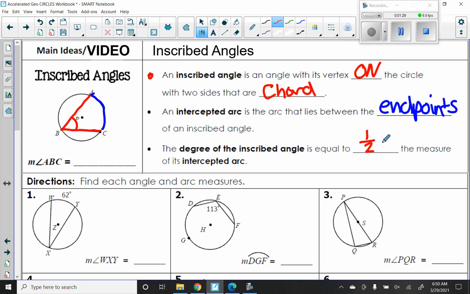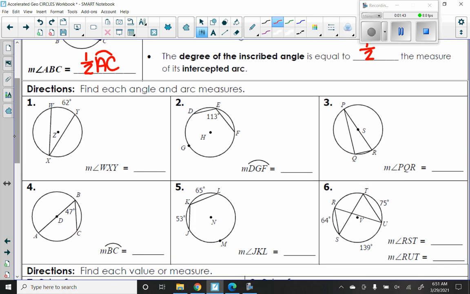So look at this red angle in the picture. It's ABC. It is half of the arc AC. Okay, it's half. So take that in mind. Let's go right to number one. The angle is always the smaller one. There's your angle.